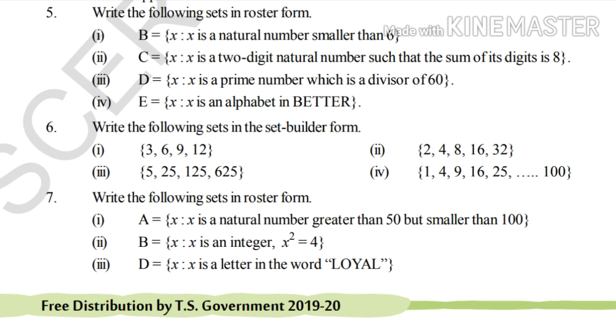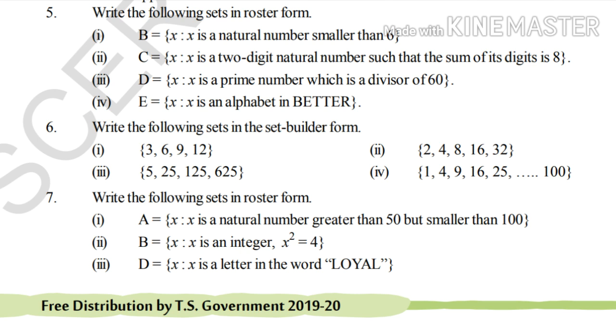Since it says two-digit numbers, when we add the two digits, we should get 8. So what is the smallest two-digit number? Yes, 10 is the smallest two-digit number. What is the biggest two-digit number? 99. So which numbers from 10 to 99 are there? The sum of the digits should be 8. You have to check it and write the answer.